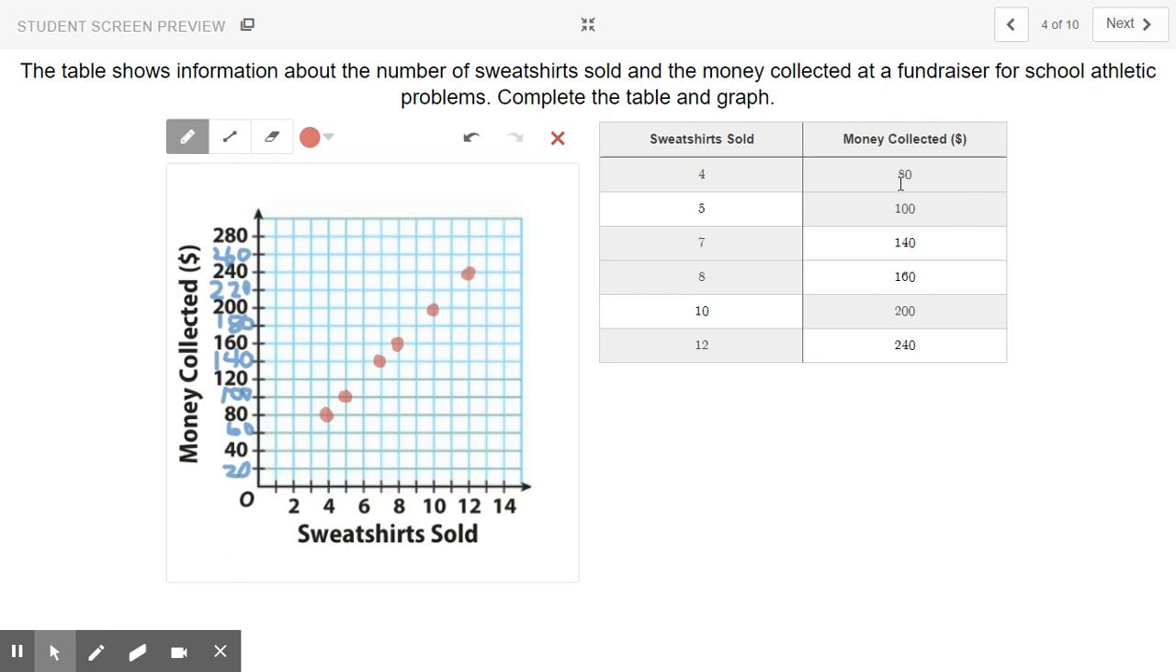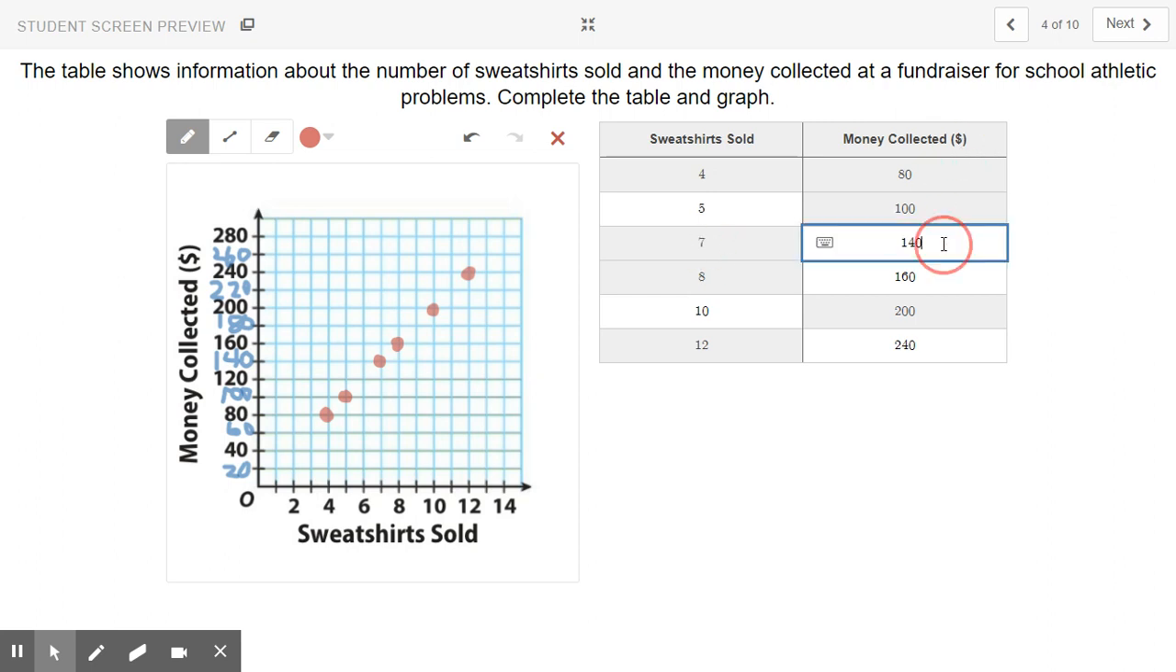So what I had to do is I found the unit rate. Look at the 4 sweatshirts for $80. How much did they sell for 1 sweatshirt? So I would divide 4 by 4 to get 1, 80 divided by 4 to get 20. So 1 sweatshirt costs $20. So to get 100, 20 times 5 is 100. So 1 times 5 is 5. That's how I got this question answered. Go back to 1 sweatshirt. 1 times 7 is 7.